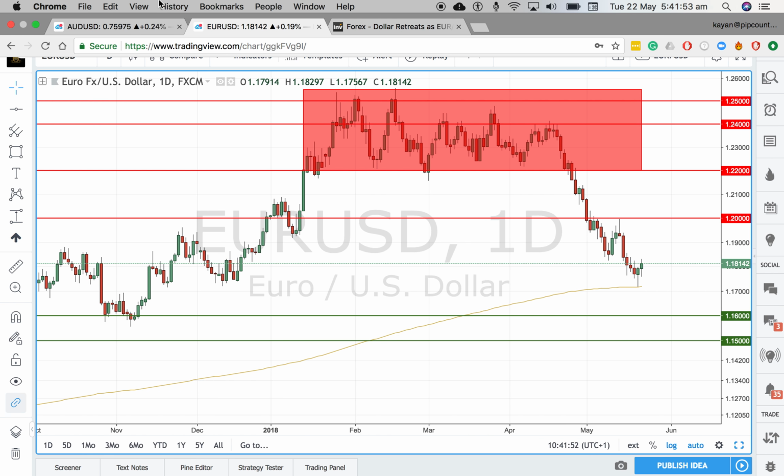Now, what we're seeing in the markets at the moment, trading for the euro, is that the euro is weak because of the expectation that the ECB may not actually end their QE program in September as previously thought by the markets.